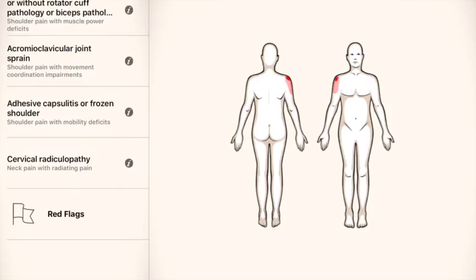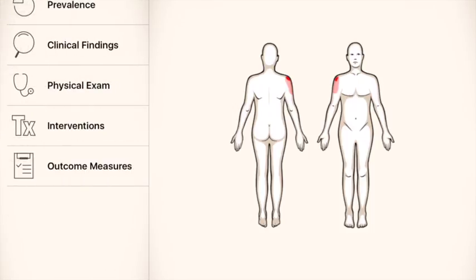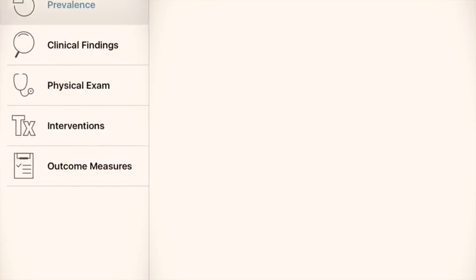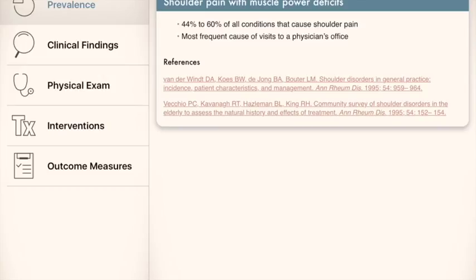And remember that in the guidelines and in the coming guidelines, shoulder pain with muscle power deficits encompasses a large spread of different pathologies. And the beauty of it is that many of these pathologies have very similar impairments that are the cause, and so we'll look quickly at that. So you can quickly look at the prevalence of this condition. Okay, we know that it's a very common cause of visits to the physician's office.